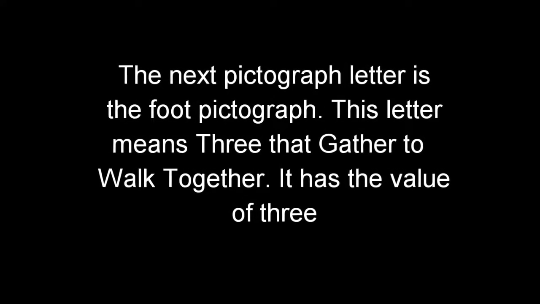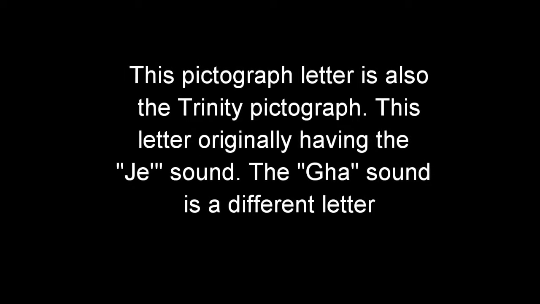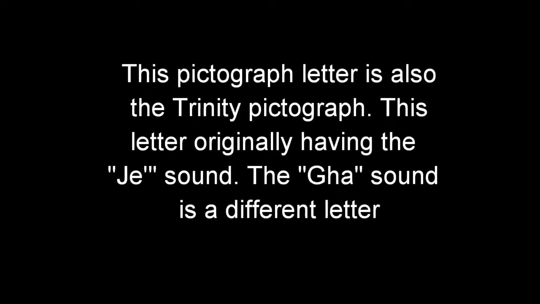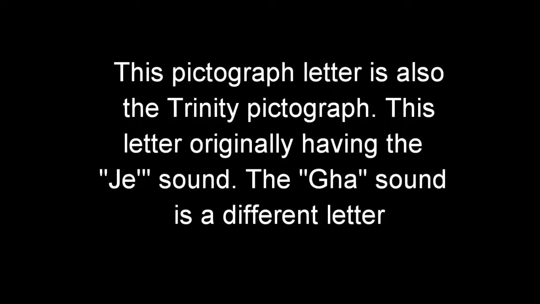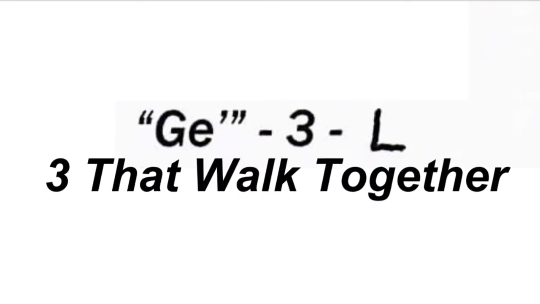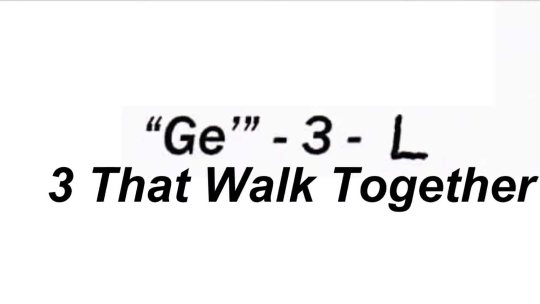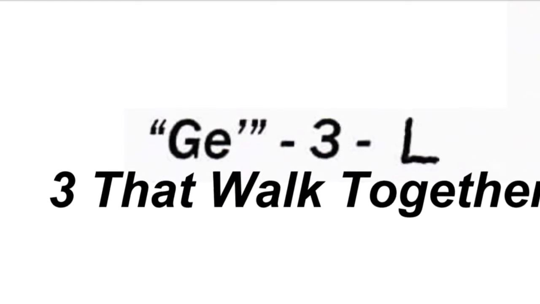The next pictograph letter is the foot pictograph. This letter means 3 that gather to walk together. It has the value of 3. This pictograph letter is also the Trinity pictograph. This letter originally having the J sound, the G sound is a different letter. Here is a picture of the J, foot pictograph, and its numeric value and sound.